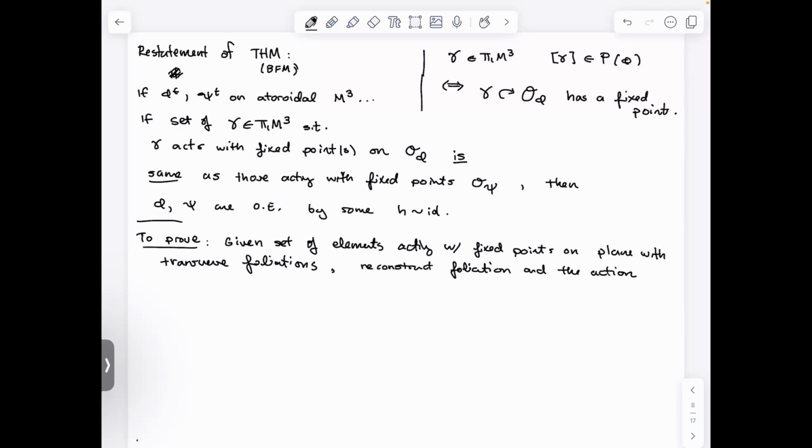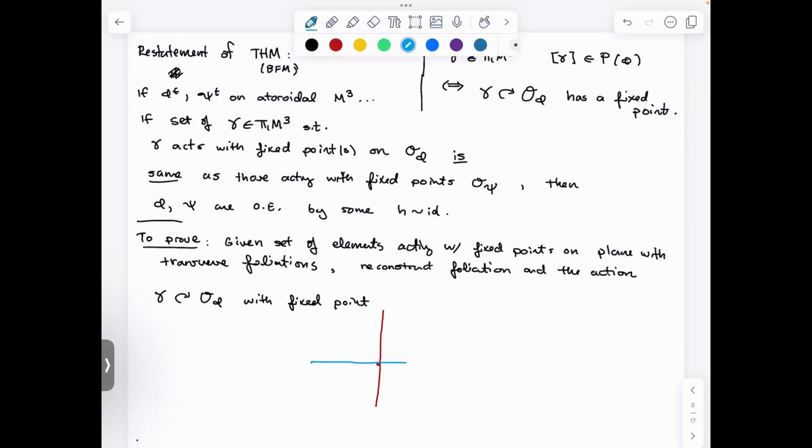So if I have, let's talk about a single element acting with a fixed point. Suppose I did a bunch of work and I was able to show that gamma acts on this plane. You could imagine even the trivially foliated plane with some fixed point. What does this look like? Well, okay, here's my fixed point, and I have through it the leaves of my two transverse foliations. What do the dynamics look like?